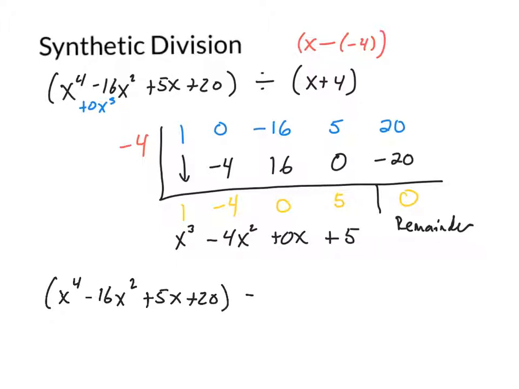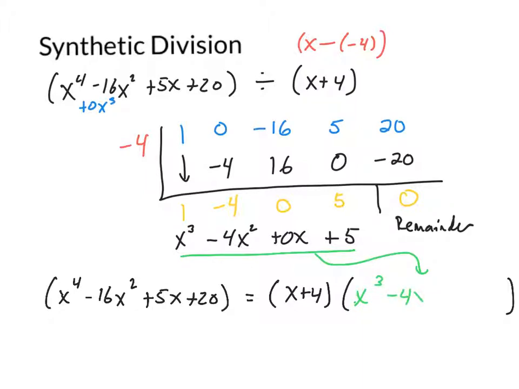What this tells me is this is equal to x plus 4 times something. And it turns out that the something I've been looking for is right here in front of us, and it's this right here. So this goes down in here, x cubed minus 4x squared plus 5. And so through this synthetic division, I'm able to factor.